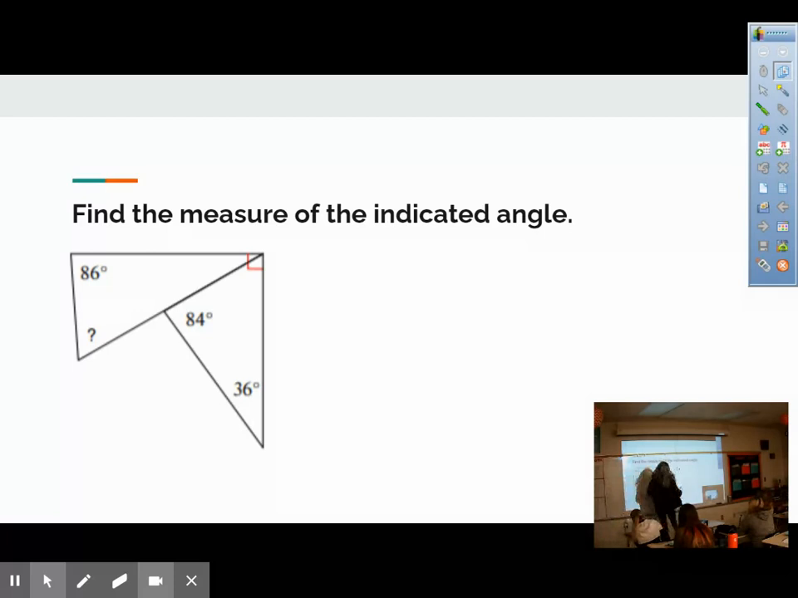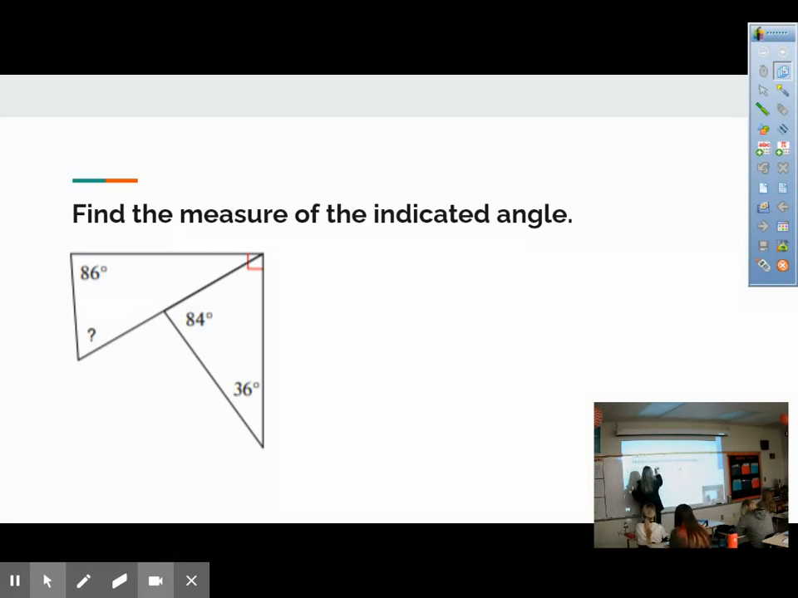Okay, so this has to equal 180, so I did 84 plus 36, and then I did that minus 180, because that has to equal 180, and I got 60. Well, I know that equals 90, so then I did 90 minus 60 and got 30, so I know that that's 60, and that's 30.